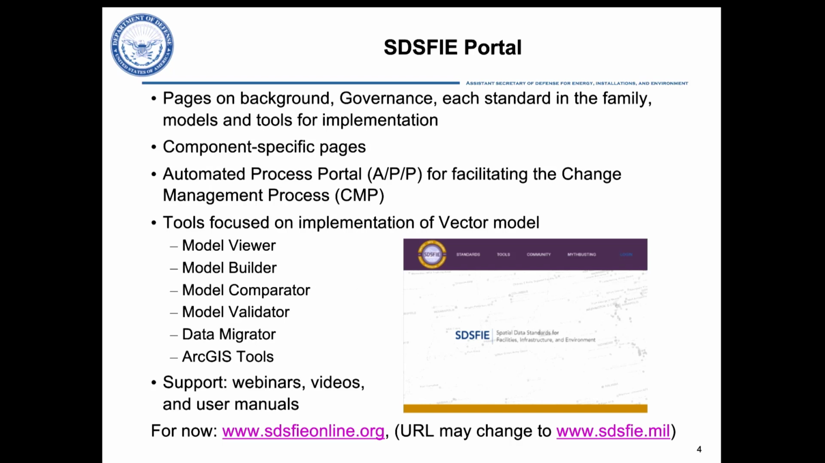The SDSFIE portal contains a set of resources that include web pages that provide background, governance, standard-specific information, and component-specific content, access to the Automated Process Portal, or APP, which is the online system that facilitates the change management process, or CMP, a set of tools including Model Builder, the focus of this video, and access to support resources such as recorded webinars, training videos, and user manuals.